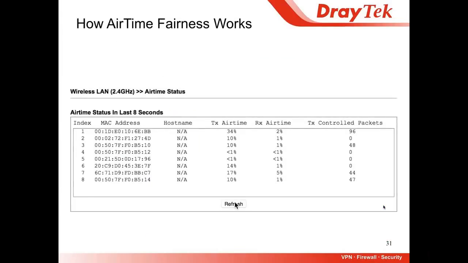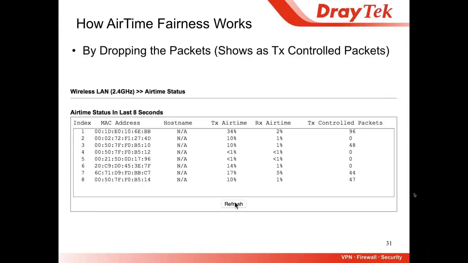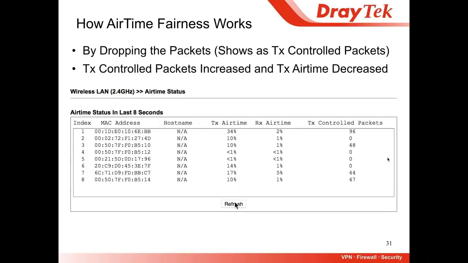So how does it work? This is the GUI on the AP. If you go to wireless LAN airtime status, the access point will show all the airtime results for each station. It works by dropping packets, which is shown right here, the control packets. Once the packets get controlled, the airtime gets decreased.